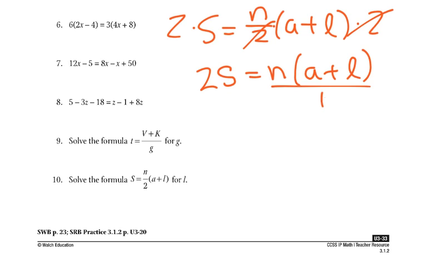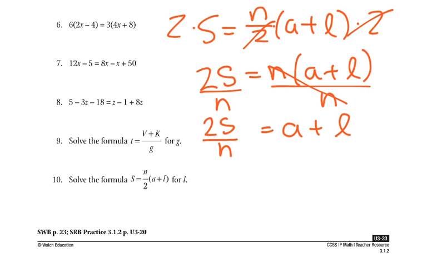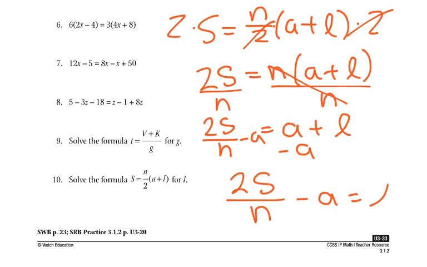Now this n, I can divide everything by n. That becomes 1. And I'm left with a plus L equals 2s divided by n. Can't simplify it further. Then I just need to subtract by an a. So I subtract by an a and I get 2 times s over n minus a equals L. Once again, not any easier, but the point isn't to get easier, it's just to solve for a different variable. And there's some solving equations, and there we go.